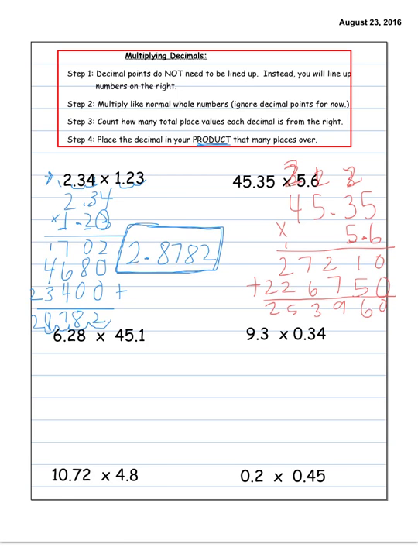Now, step 3, we count how many total place values each decimal is from the right. So we look at, again, our factors up here, and we count, well, in this first number, it's over 2 spots. And in our second number here, it's over 1 spot. So 2 plus 1, 2 spots from here, 1 spot from here, is a total of 3 spots. So now in our answer, we start on the far right, and we count in 1, 2, 3, and that's where we drop our decimal point.